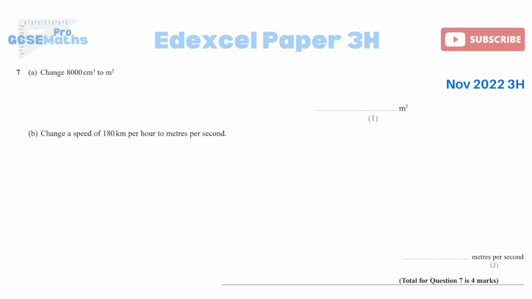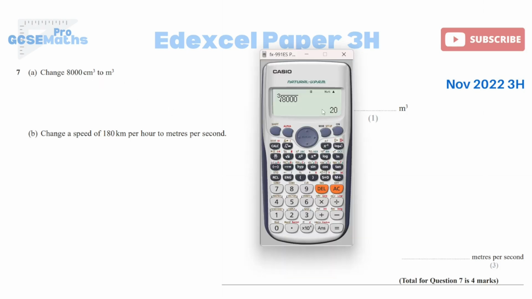Question 7, we've got some conversions now. So part A is to change 8,000 centimetres cubed to metres cubed. So the way that I would think to do this, unless you have got it memorised, which is also fine, is they've chosen 8 for a reason. Cubed is obviously volume. If you do the cube root of 8,000, you get 20.